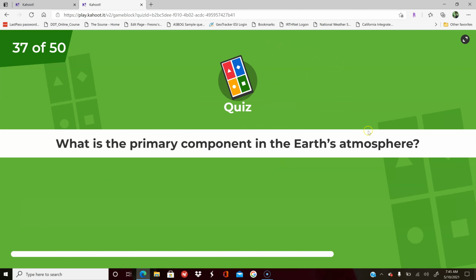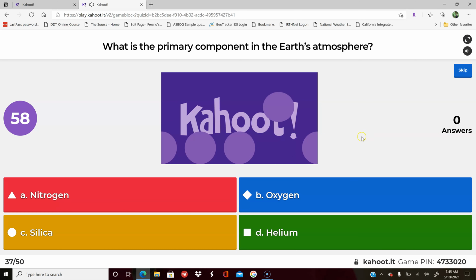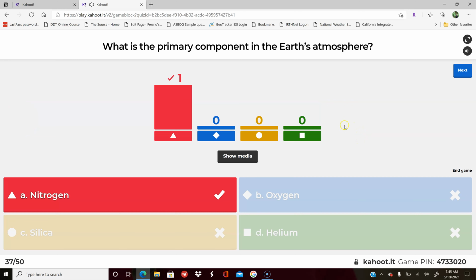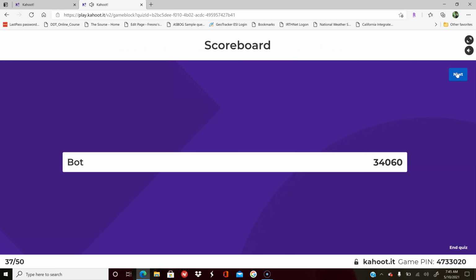What is the primary component of the Earth's atmosphere? I just gave you the answer. Nitrogen, oxygen, silica, or helium. That would be nitrogen. Nitrogen is the primary component in the Earth's atmosphere.